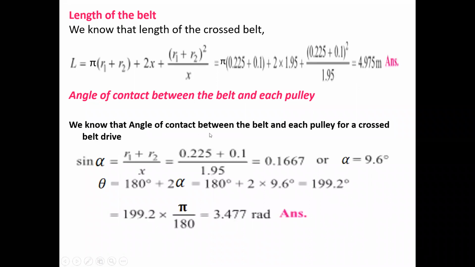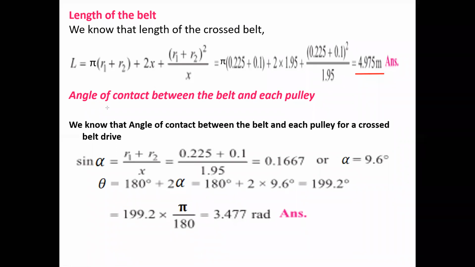Now the length of the belt. We already know the formula for the crossed belt drive. L equals pi into (R1 plus R2) plus 2x plus (R1 plus R2) whole square by x. Substituting all the values in our equation and making the calculation, we get the total length of the belt as 4.975 meters.